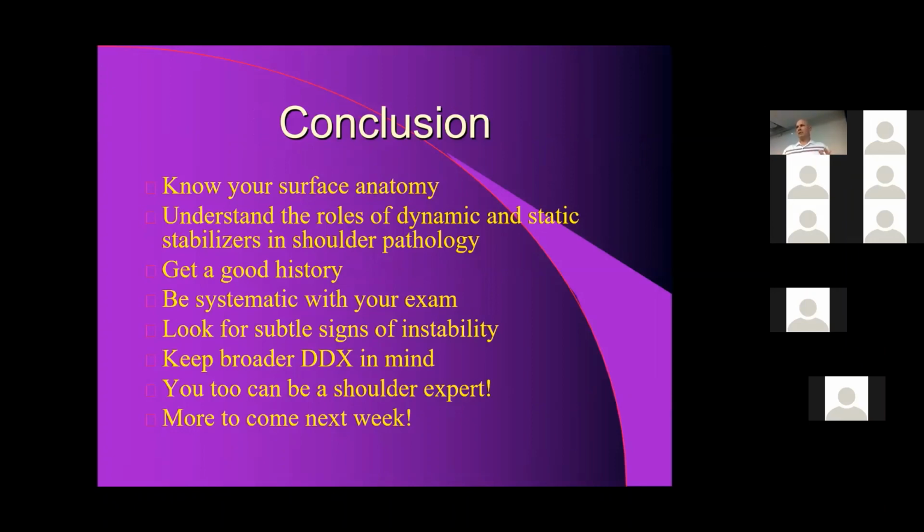So, biggest thing, know your surface anatomy. Like anything in MSK medicine, you've got to know your anatomy. What structures are there? What do they do? What's their function? It just gets so much easier once you have a pretty good grasp of that. Understand the roles of dynamic and static stabilizers in shoulder pathology. Make sure you get a good history: figure out what makes it worse, what makes it better, how did it start in the first place. And then just be systematic with your exam.